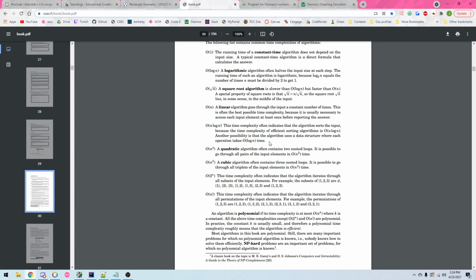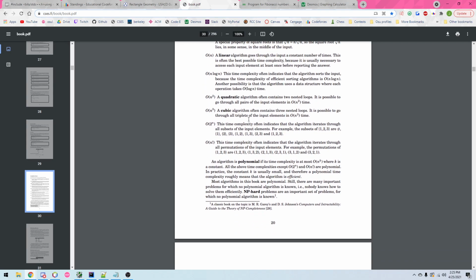Another possibility is that you have a data structure where every operation takes log n, maybe like a priority queue. Every time you insert into a priority queue or a set or something, it has to find where to put it, and that's going to take log n time. So if you're processing n elements and each element has to be inserted in log n time, the total time complexity is going to be n log n.